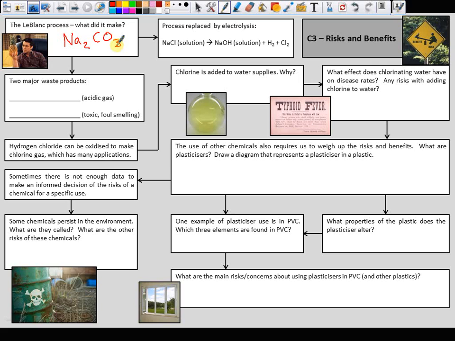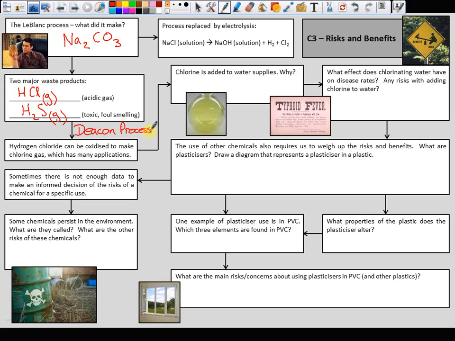The two major waste products that it makes are hydrogen chloride gas, HCl, the little g in brackets means gas, and the toxic foul smelling gas is hydrogen sulfide, H2S gas. Okay. Hydrogen chloride may be oxidised to make chlorine gas, which has many applications. That process, just as a reminder, is the Deacon process.